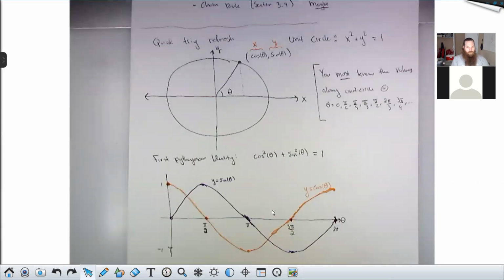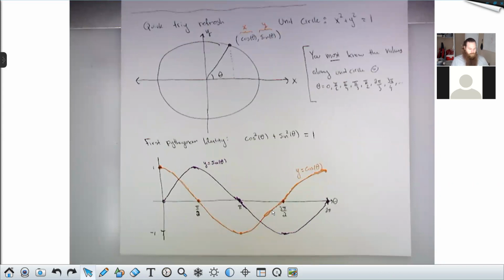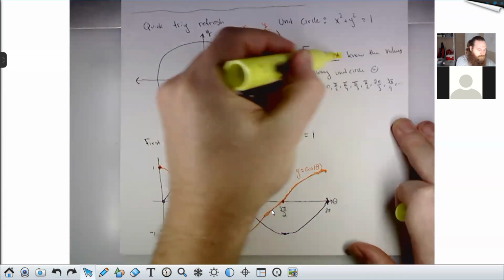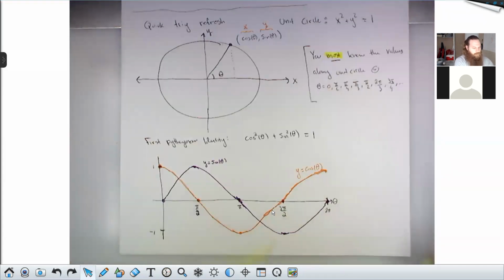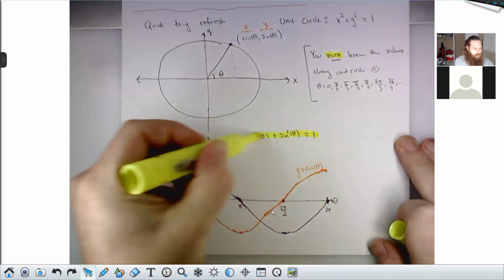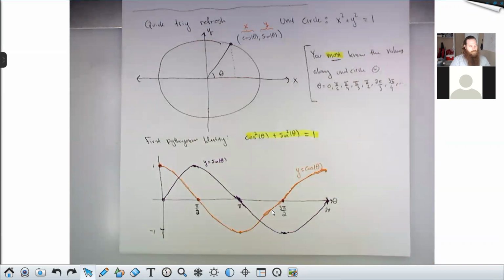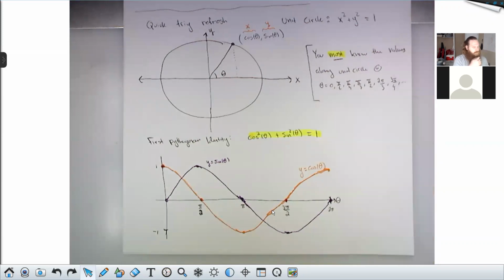This is your crash course in trigonometry. There's way more than this that you guys need to know, but I don't have time to go through a whole trig course here. So if there are things that you need to refresh, especially values along the unit circle, I can't emphasize enough that you must know these. You must know your Pythagorean identities. What other things are going to get you in trouble if you don't know them? Oh yeah, the definitions and reciprocal identities.